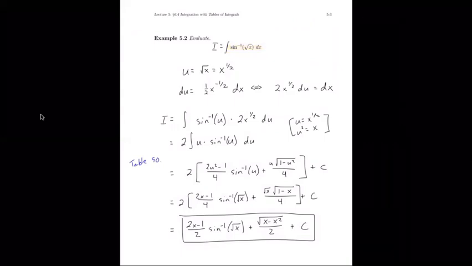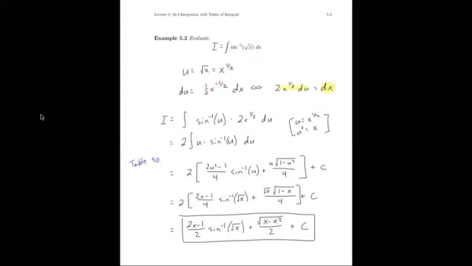So let u be equal to x to the 1/2. That would be great. Then we'd have sine inverse of u. Now let's see if everything works out. So if that's the case, then du is 1/2 x to the negative 1/2, taking the derivative of that function, and that's dx. So when we solve for dx, we get 2 times x to the 1/2 du.